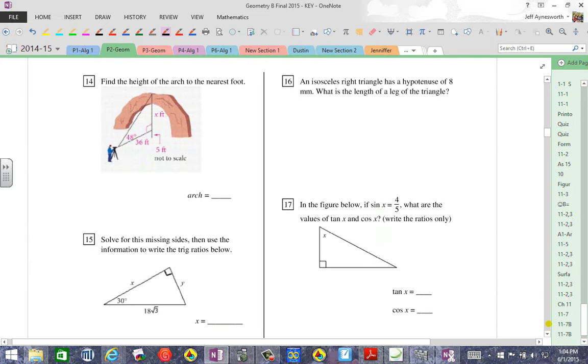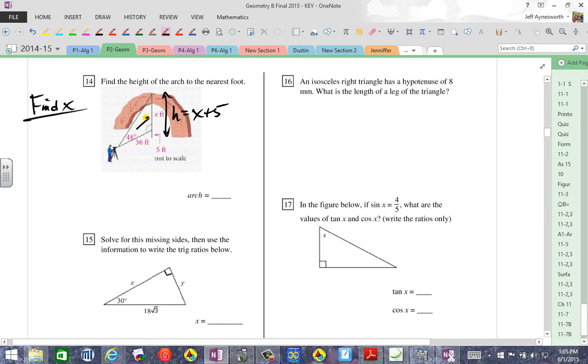Okay, we actually solved this problem a while back. Okay, how high is the arch? Okay, from here to here. So it's going to be x plus 5, whatever it is. So h is x plus 5. We got to find x first. Okay, so find x. Okay, we got to find it first.